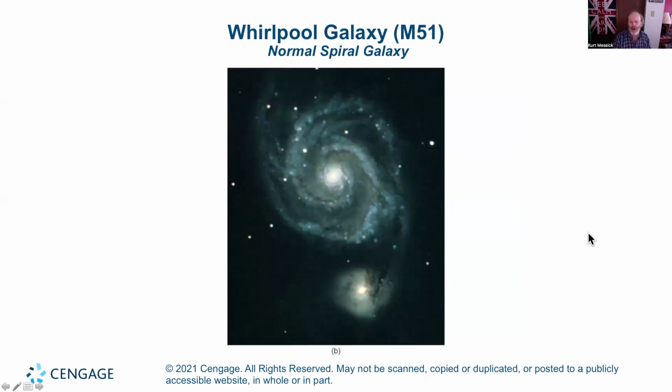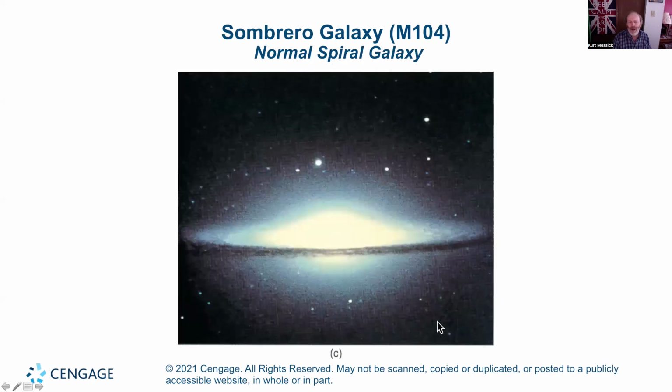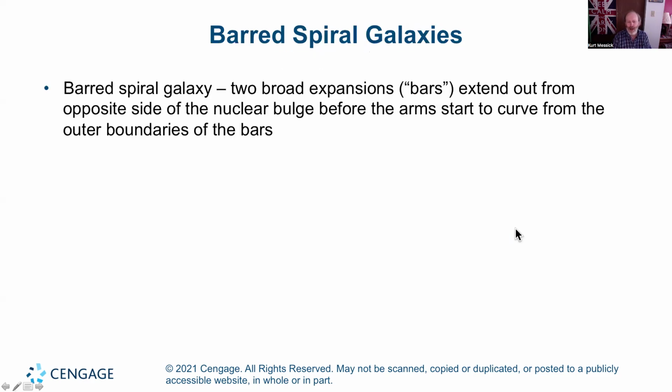Here's the Whirlpool galaxy. This has a companion galaxy over here, although some people think of this as an extension of the regular galaxy that's here, but it looks like it's a second galaxy that's interacting with it. But we can see the spiral arms pretty well. This is also a spiral that we're looking edge on. It's called the Sombrero galaxy.